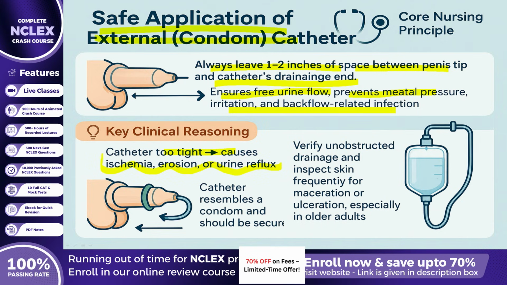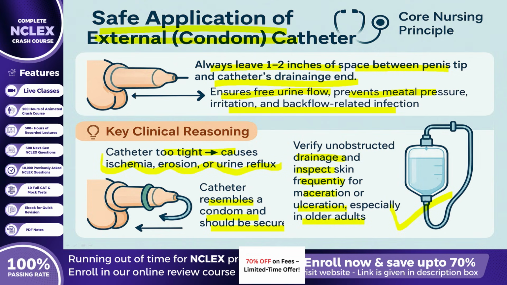or ischemia. External catheters are designed to resemble condoms and are usually self-adhesive or secured with elastic tape applied in a spiral pattern, not circumferentially, to prevent restriction of blood flow. After application, the nurse must confirm that the drainage tubing is not kinked and that urine flows unobstructed into the collection bag. Frequent inspection of the skin is essential to detect any early signs of maceration or ulceration, especially in older adults or those with incontinence, because prolonged exposure to moisture or adhesive sensitivity can compromise skin integrity.